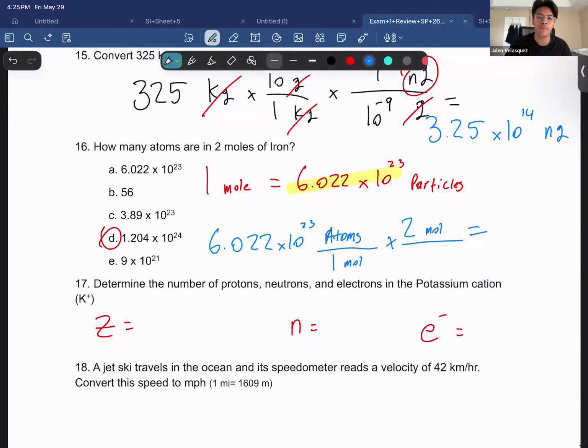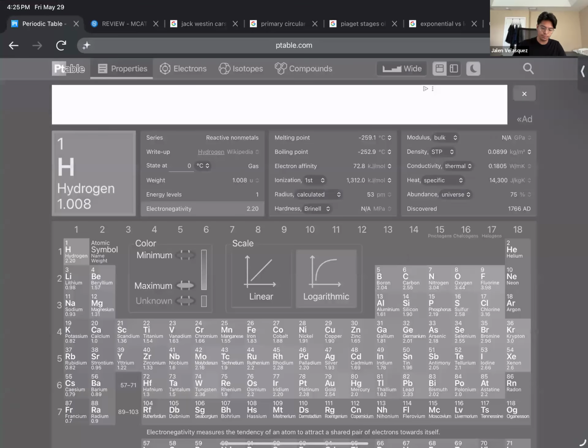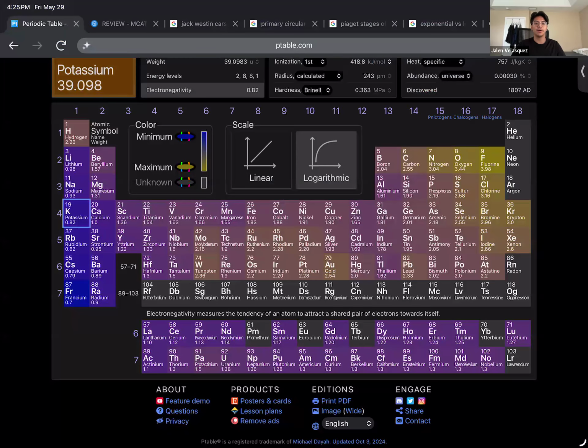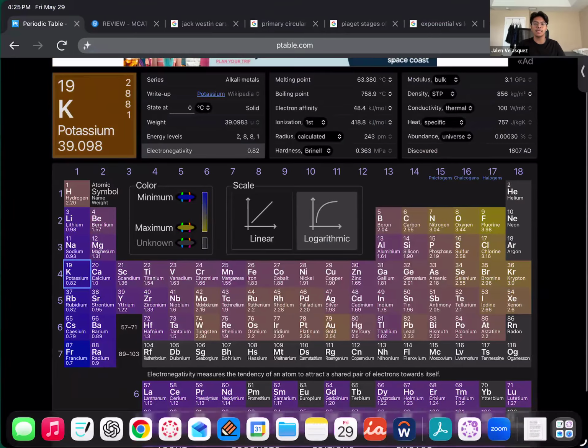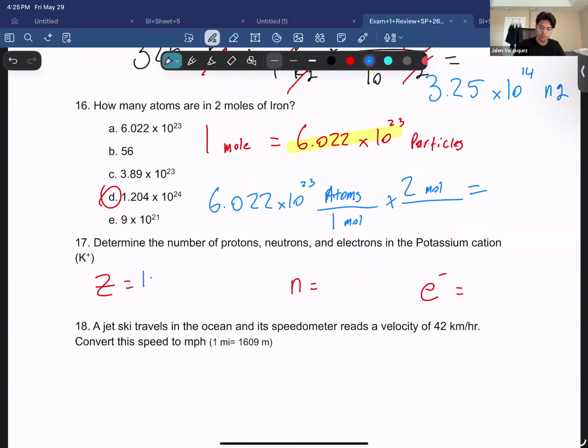You might remember that the atomic number of an element is just how many protons it has. So you look at potassium, it's number 19. That means it has 19 protons. So protons are going to be 19.